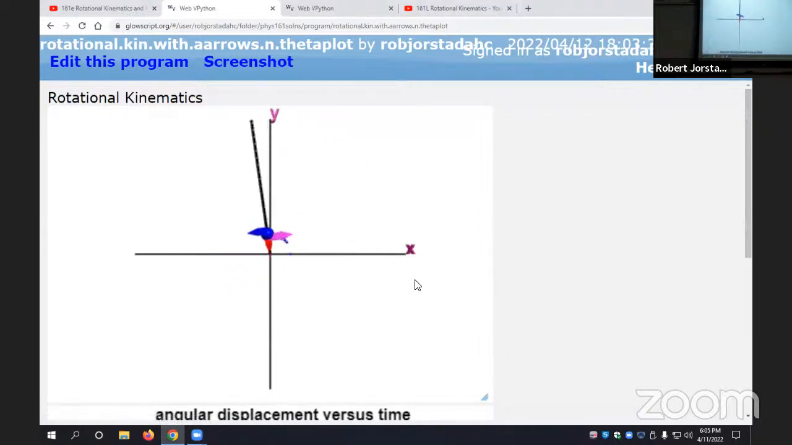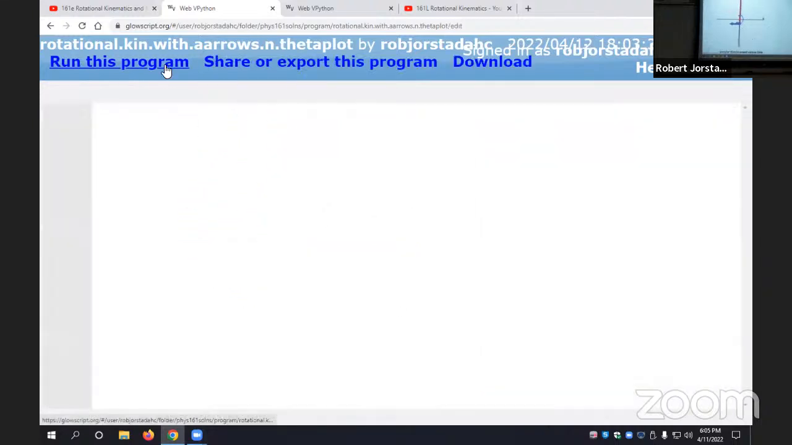Notice it's slowing down when A10 points opposite V. It's speeding up when they point the same direction. So far, so good? So if you're curious, what does this look like in the code?